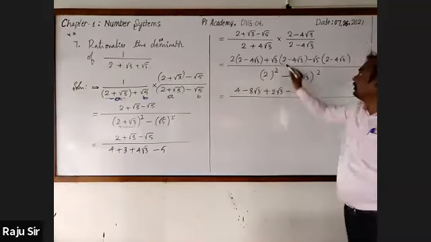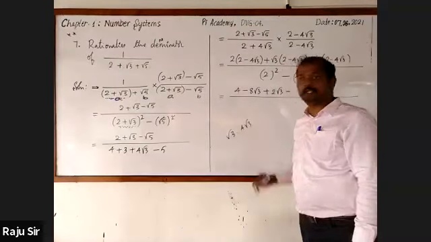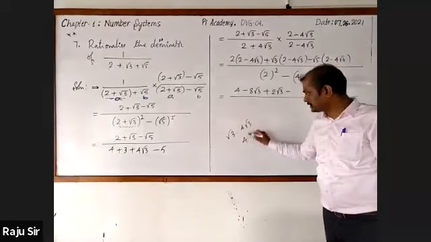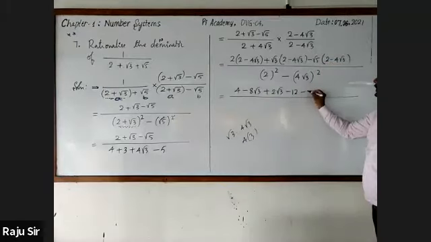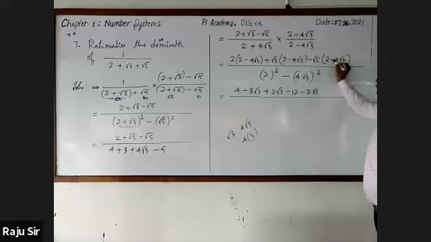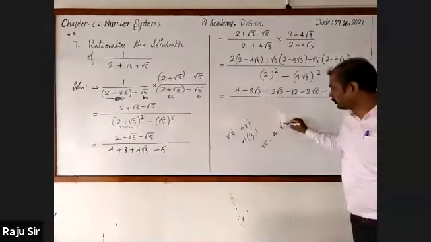Plus 4 into minus root 3 into 4 root 3. Root 3 into root 3 is 3, 4 as it is, 4 3s are 12. Next, multiply minus root 5 with 2: minus 2 into root 5. Next, minus into minus is plus: root 5 into 4 root 3.